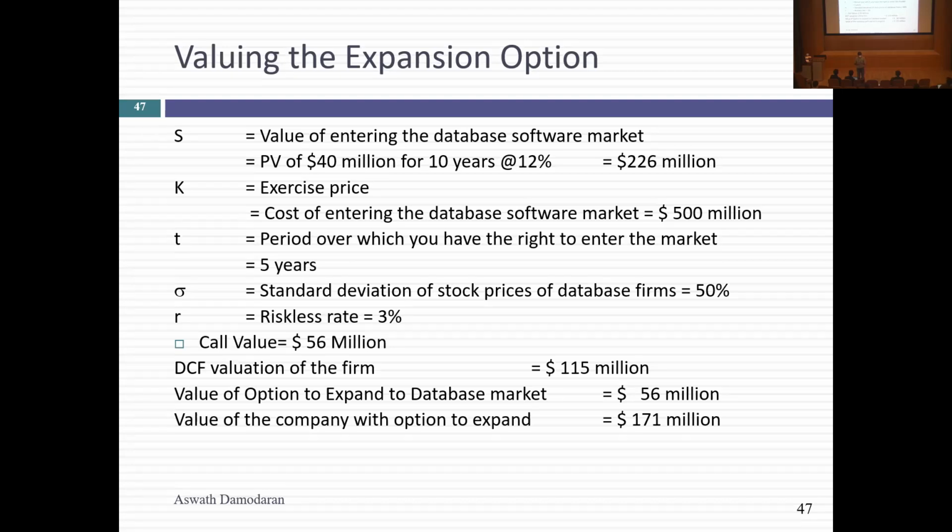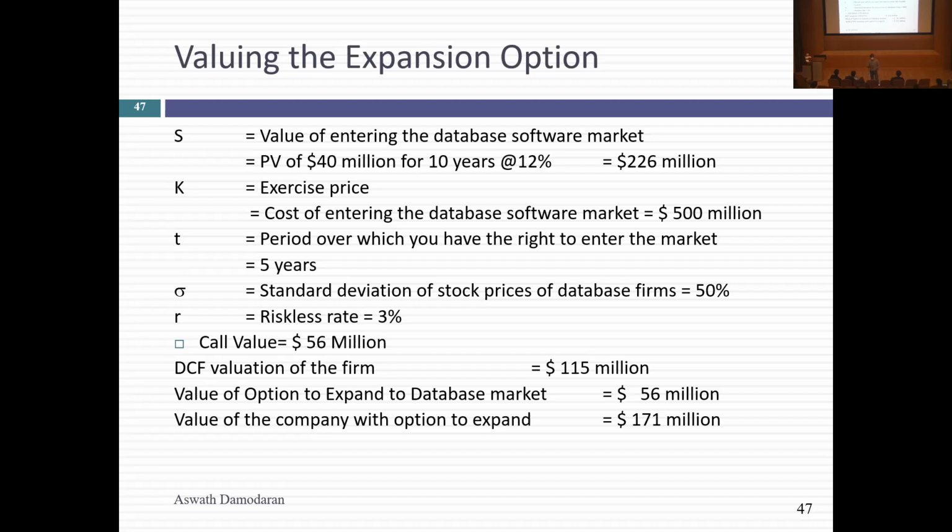But you have 5 years to make this decision. You're collecting information from your regular software. Things can change. In fact, how much can they change? You're in a very unstable market. Things are changing. The standard deviation in that 226 million is huge. It's 50%, which means it could go to 0, it could go to 600 million. If I throw in that 50% and I estimate the value of the option, it's almost magic. The right to take this project with a net present value of minus 274 million, that option is worth 56 million.